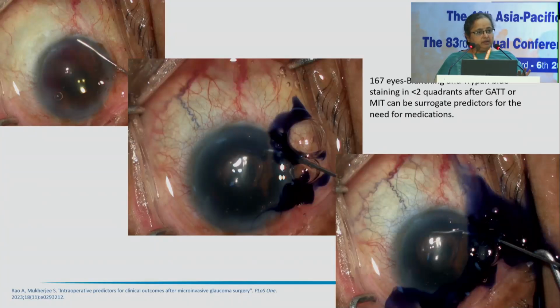So the episcleral wave is nothing but, suppose I excise the trabecular meshwork tissue from inside. If I have excised this, I just go there and inject saline, and you can see that the whole of the sclera has become white. So the episcleral vessels have blanched out. This is called the blanching effect.